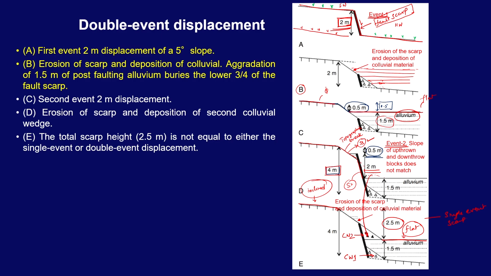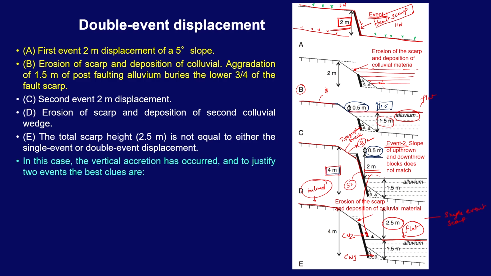Okay. Then finally, so deposition will take place over here, and then finally E, what we see is the total scarp height 2.5 meter. It is not equal to either single event or double event displacement. So, if we see the 4 meter of displacement, net displacement over here, the scarp which has been seen, okay, is not equal to that. But again as I told, you can get this information of the 4 meter only if you have opened up the trench.